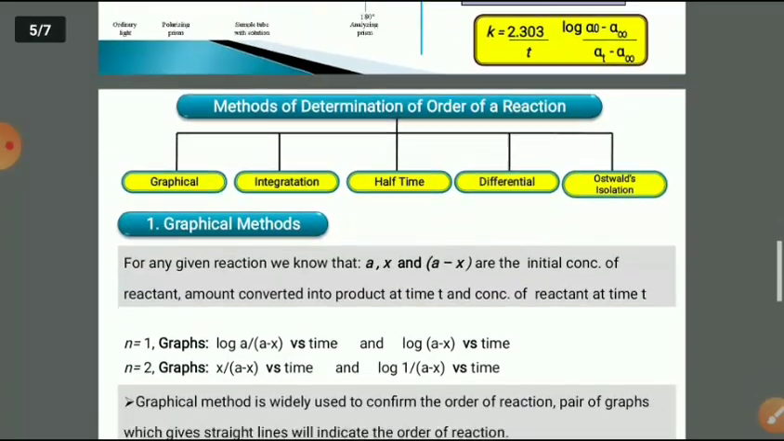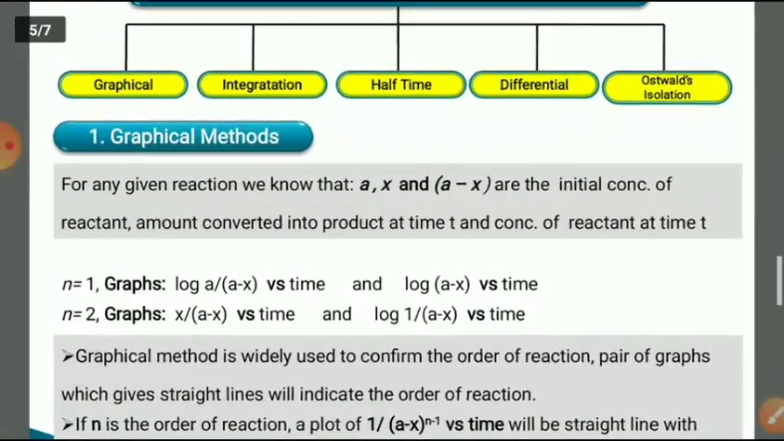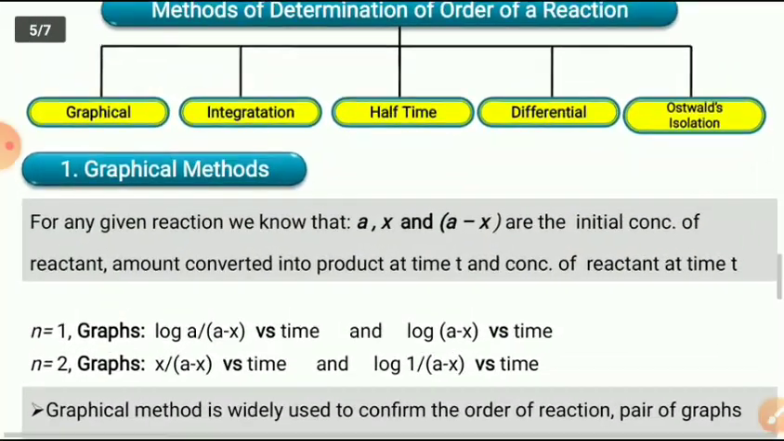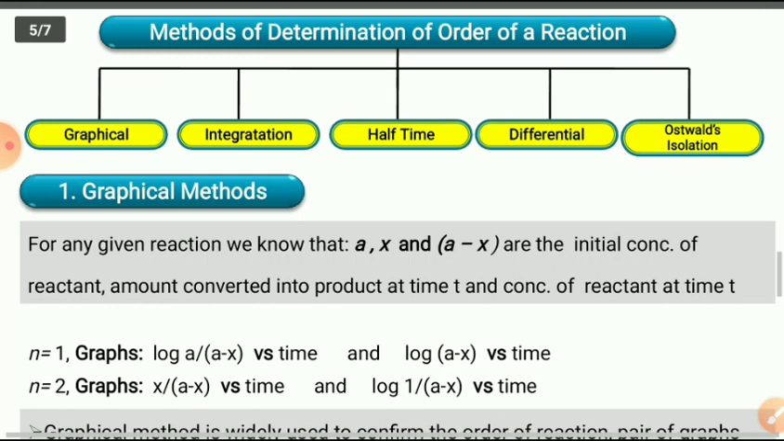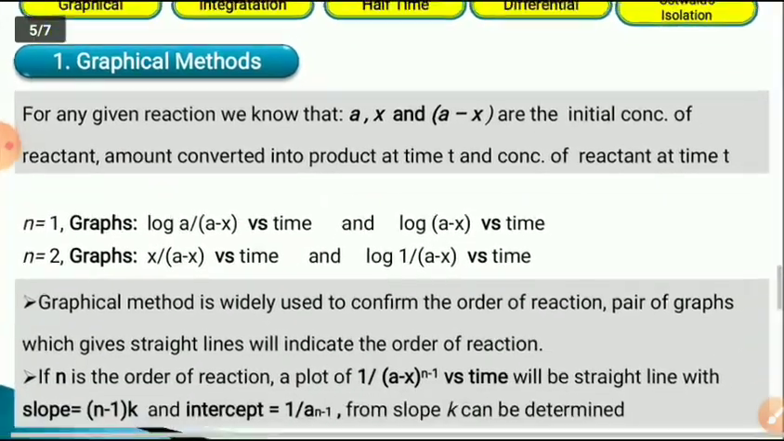Now let's see the methods of determination of order of reactions. Here there are 5 different methods. The first one is the graphical method, the second is the integration method, then half time, differential, and Ostwald's isolation. Today we will see only two methods, that is the graphical method and the integration method. Let's start one by one.